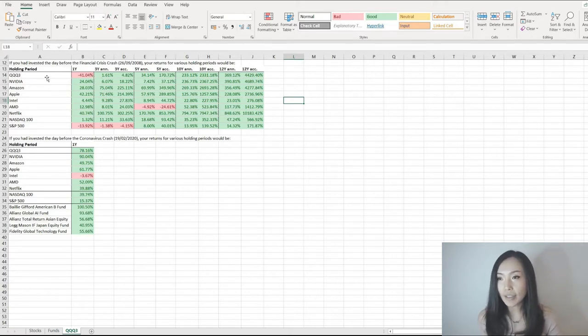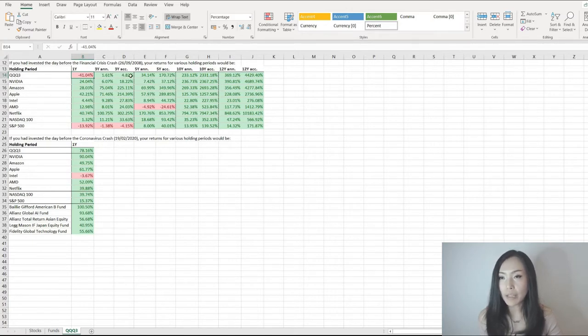So we can see here, even if you had invested in QQQ3, which went down 40% within the first year following the financial crisis, after 3 years, you would have started making money and you'd still be underperforming the Nasdaq 100. But after 5 years, you would be more than outperforming it. It's quite a big outperformance here. And 10 years and 12 years, that's a huge outperformance because of the compounding effect.